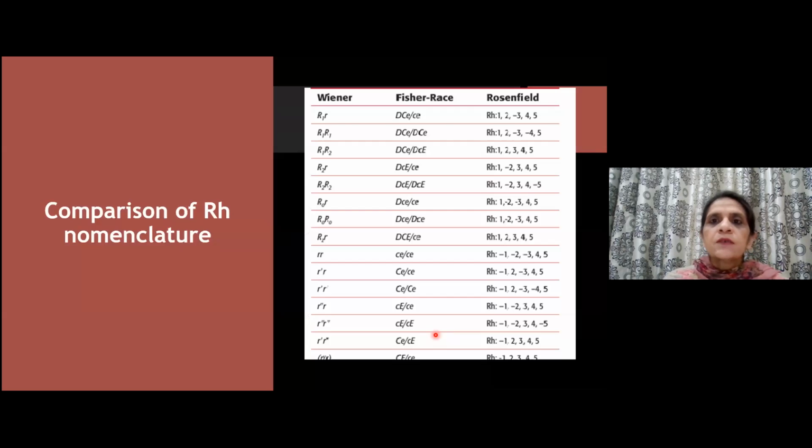So if we look at a comparison of the three nomenclatures, the three which we are all familiar with, while the Wiener is better for verbal communication, the Fisher-Race is better for written communication, and Rosenfield is better for electronic data processing. But because of multiple terminologies, it was difficult.